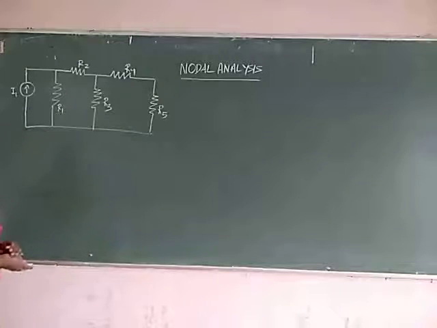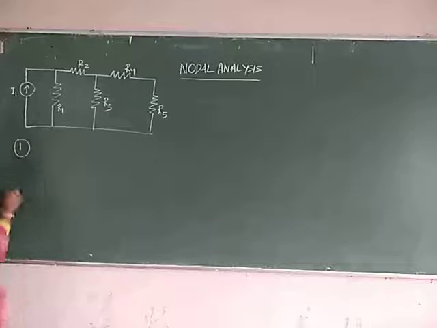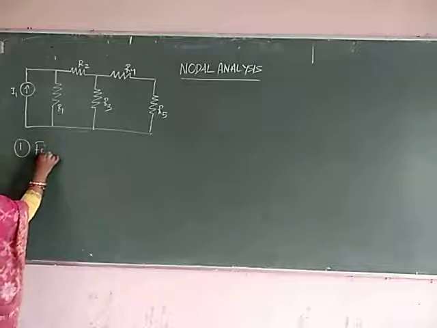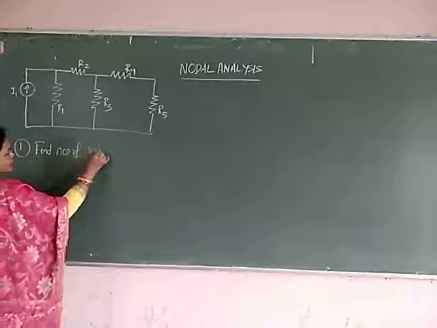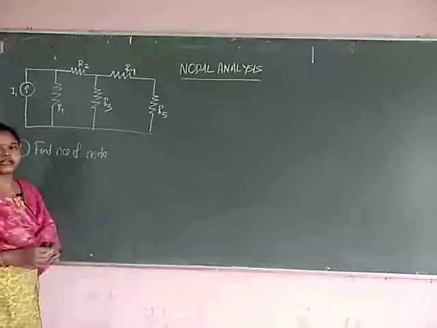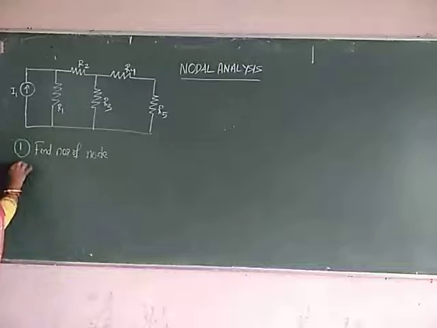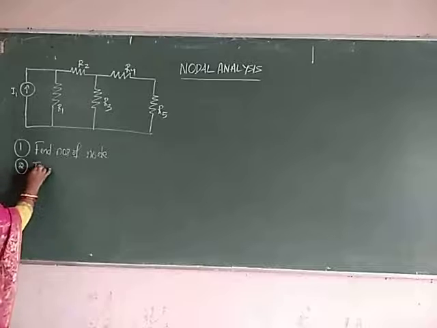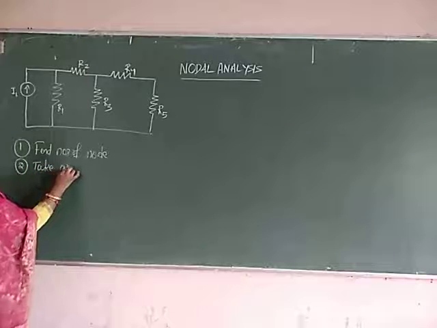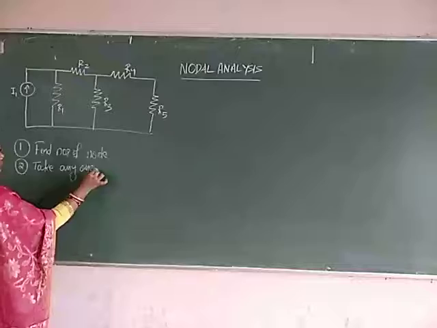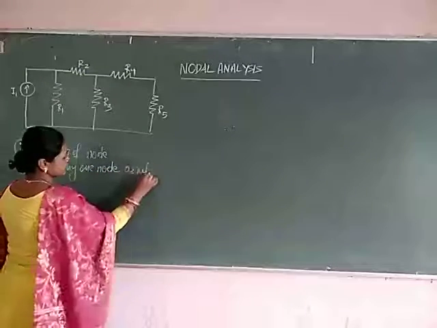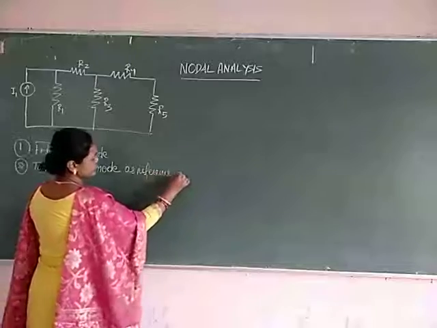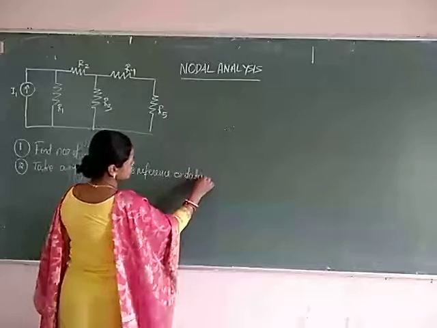The first procedure is to find numbers of node in a given circuit. Second, you take or assume any one node as reference or datum node.